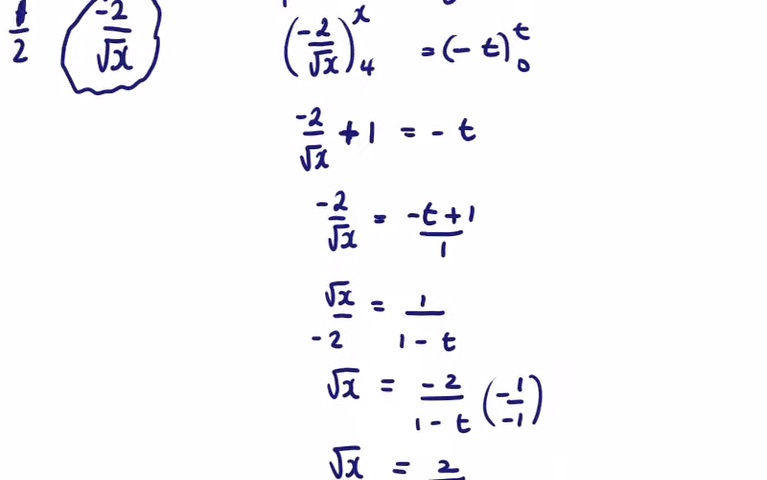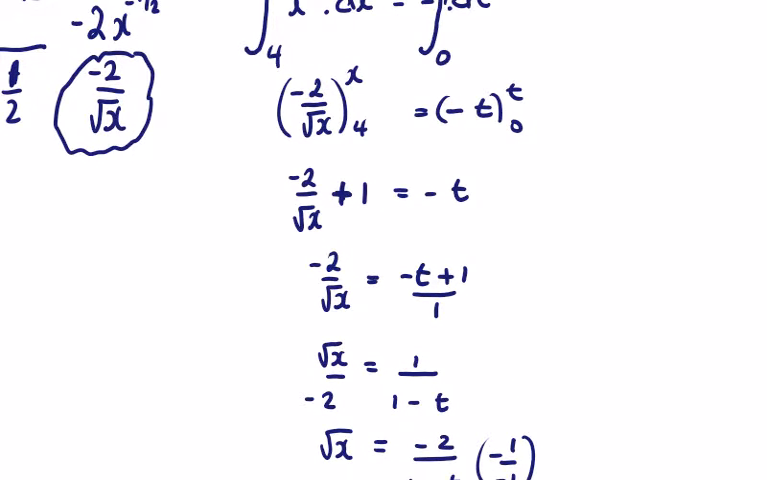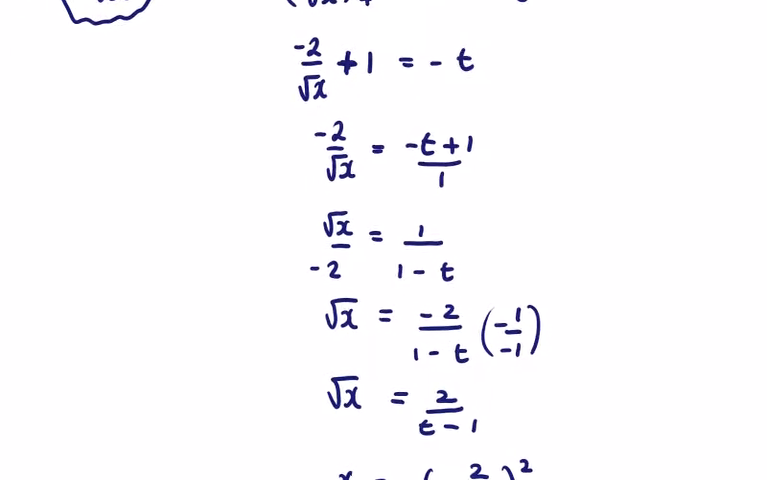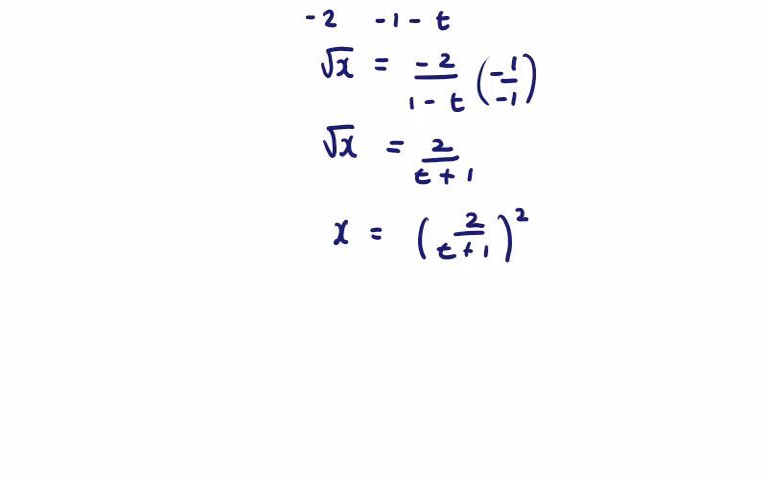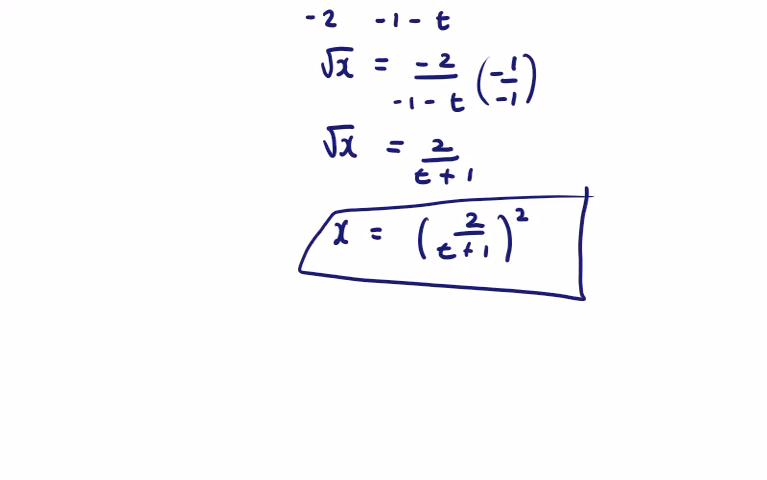And just checking back on my work, I can see that I brought that plus 1 over and left it as a plus 1, so it should have been a minus in here, which would make it a plus down here when we get to it. It should be minus there. So it's 2 over t plus 1 to be squared is the final answer.